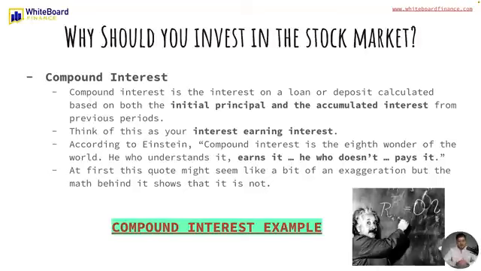So according to Albert Einstein, he used to say compound interest is the 8th wonder of the world. He who understands it earns it. He who doesn't pays it. This is just like you being late on credit card payments. It feels like you can never get your head above water because the interest on your credit card is so high. Makes sense? So at first, this quote might seem like a bit of an exaggeration, but the math behind it shows that it's not. So let's take a look at a compound interest example right now.